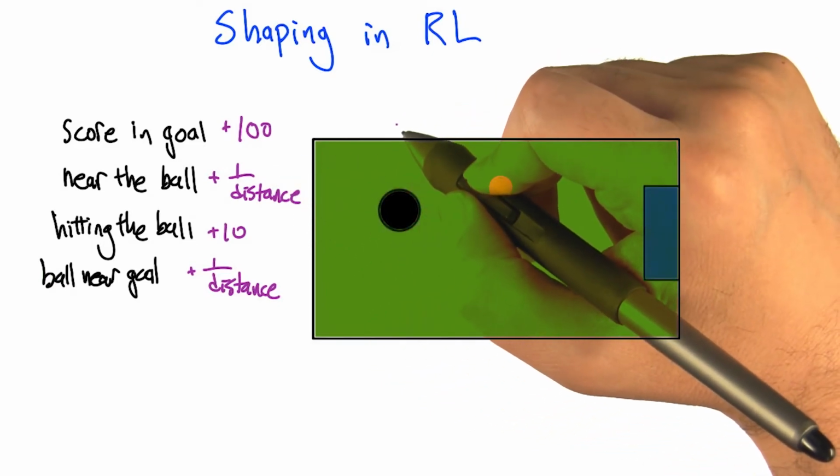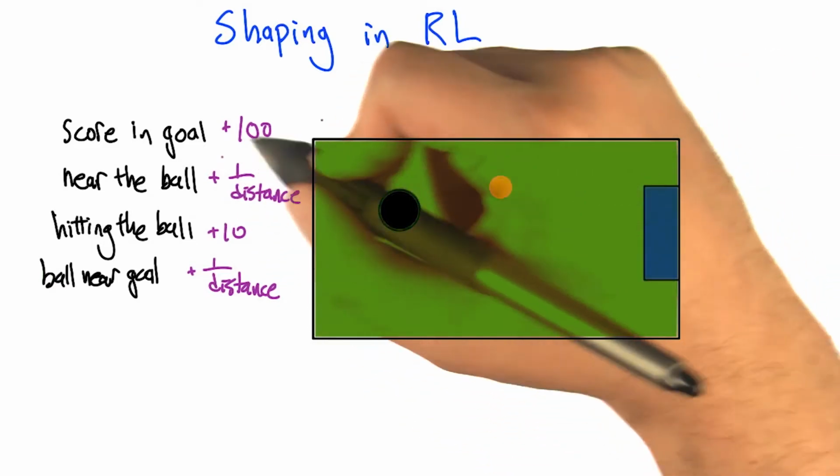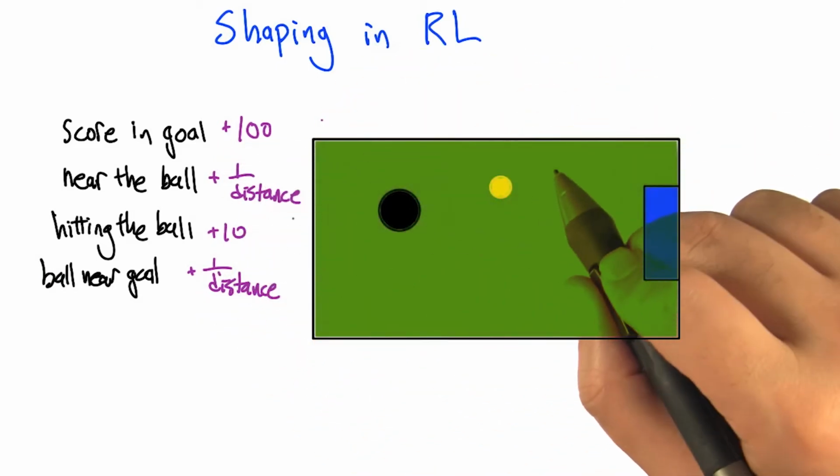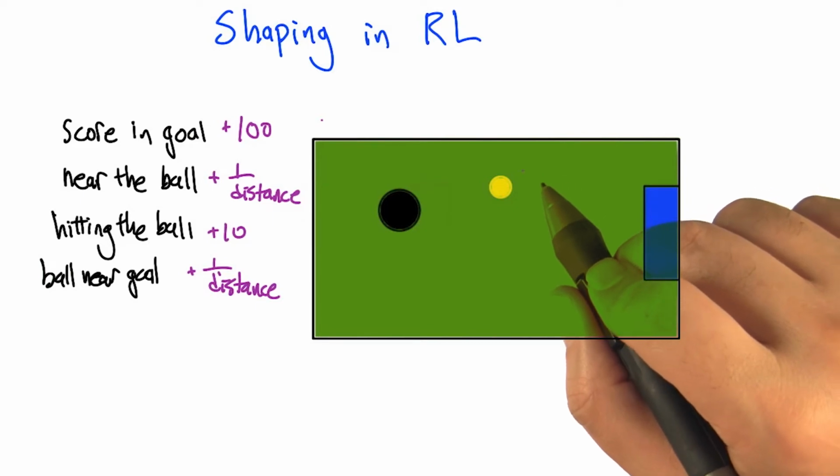I don't know exactly what the right numbers are, but there you go, something like that. So it seems like we could play with these numbers for a long time trying to get the behavior that we want. And there are a couple really interesting failure modes.